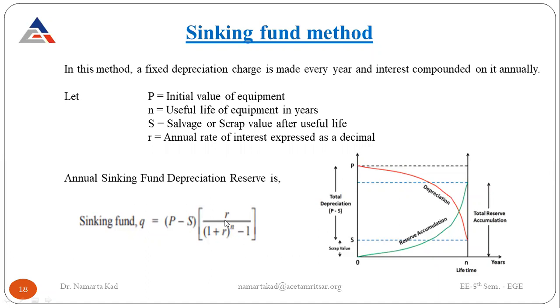Okay, what is R here? R is the rate of interest. And N is the useful life of the equipment, P is the initial value of the equipment, and S is the salvage value. And the graph for this method is like this.